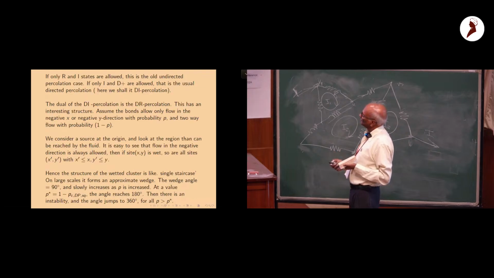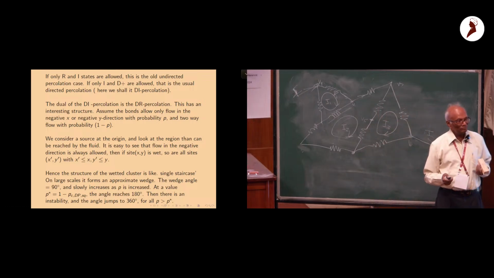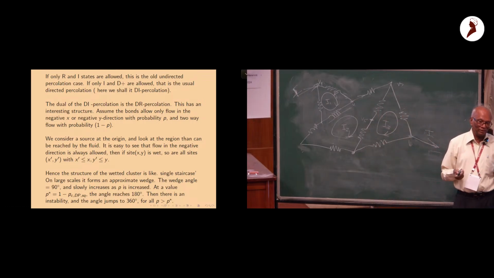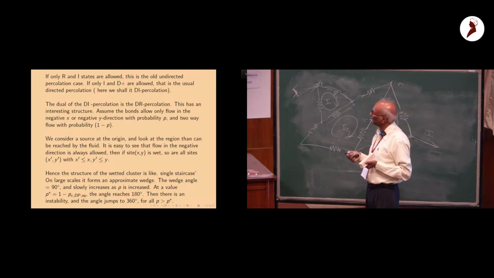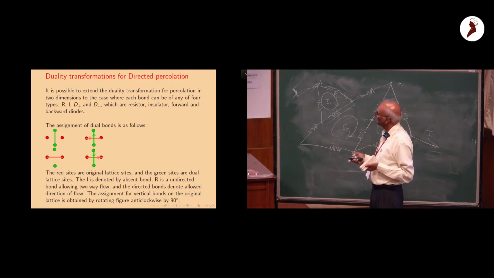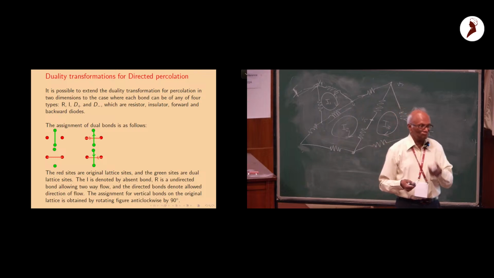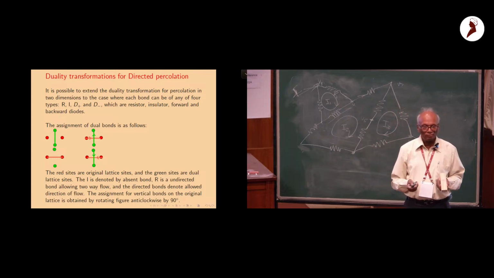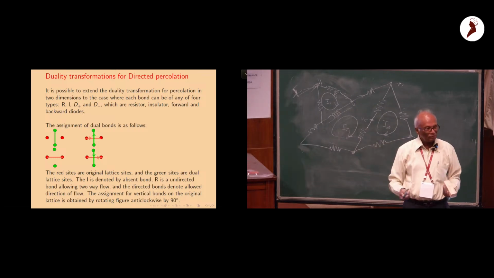Okay. So if only R and I states are allowed, that was the original percolation problem with two ways. Then we said that this problem is the old undirected problem. Now, in the new one, we will say that these four types occur independently at each site with probability P1, P2, P3, P4. They all add up to 1, of course. Okay? So now I have a much richer problem with lots of diodes and resistors, and what happens in this system.